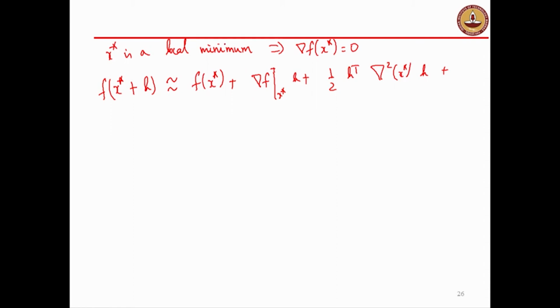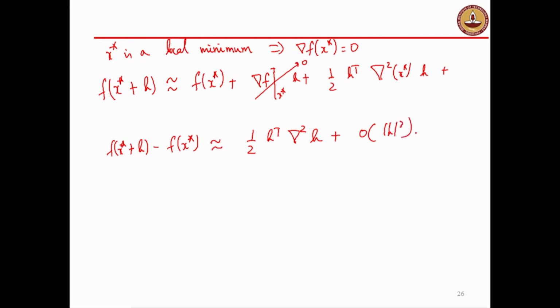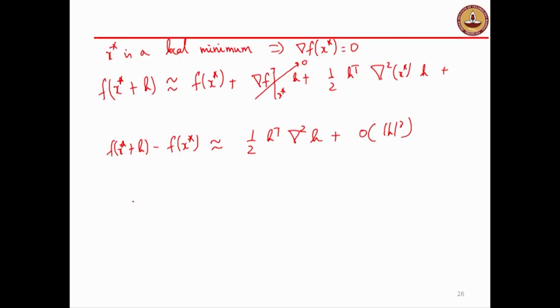I know that x star is a local minimum, so the gradient term is equal to 0. So f of x star plus h minus f of x star is approximately equal to half h transpose Hessian h plus higher order terms. There will be higher order terms, which I can bound. Now remember, I am only interested in local minimum, only in local properties. So what can you tell me about the sign of this term? It has to be non-negative, right? This has to be non-negative for it to be a minimum.